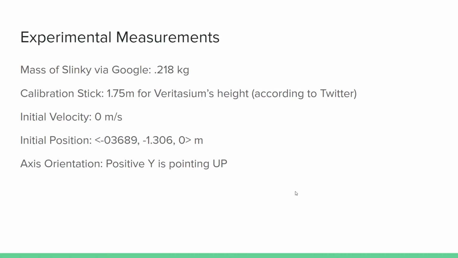As for the experimental measurements, I found the mass of a slinky to be 0.218 kilograms on Google. I used the height of Veritasium to calibrate the length in Tracker, that being 1.75 meters, according to Twitter. The initial velocity is 0 meters per second due to the slinky being dropped from rest. I got the initial position, negative 0.3689, negative 1.306, and 0 meters from Tracker, and the positive y direction is pointing up.